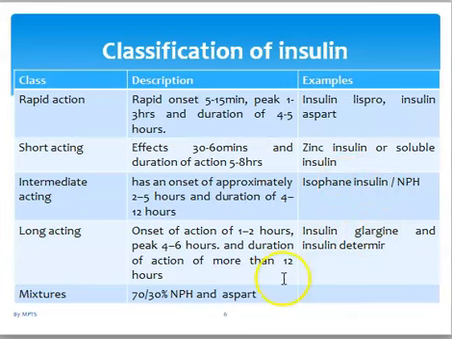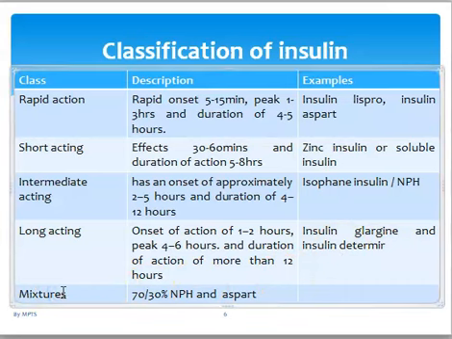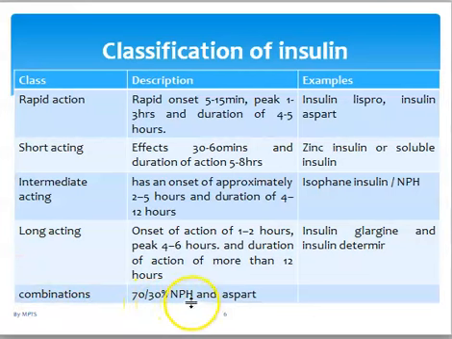Now, we have the mixtures, which are in combination. We just call it combination, not mixtures. Combination, because we have the mixture which has NPH and aspart. It has NPH and the aspart.